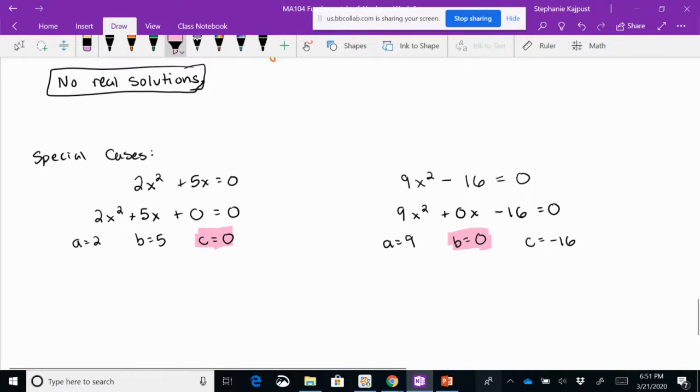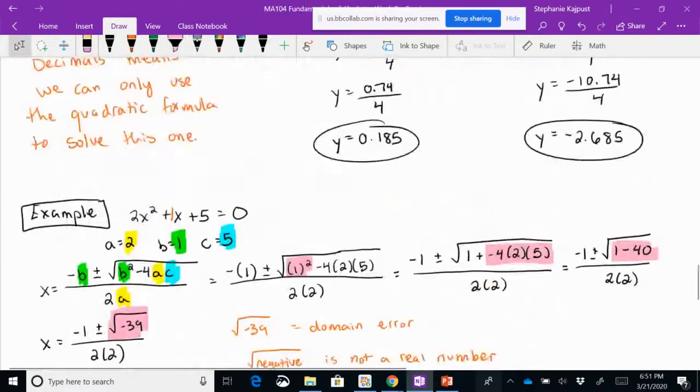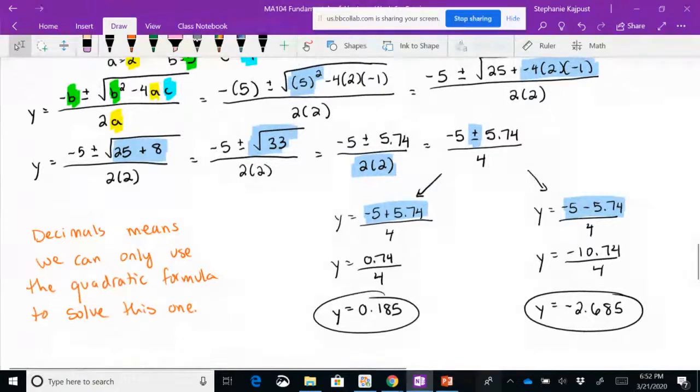So that's it. Do you guys have any questions on the quadratic formula for me? On the assignment, your second problem where it says to use the quadratic formula is going to be like this one, where you're going to get decimal values. Just as an FYI.